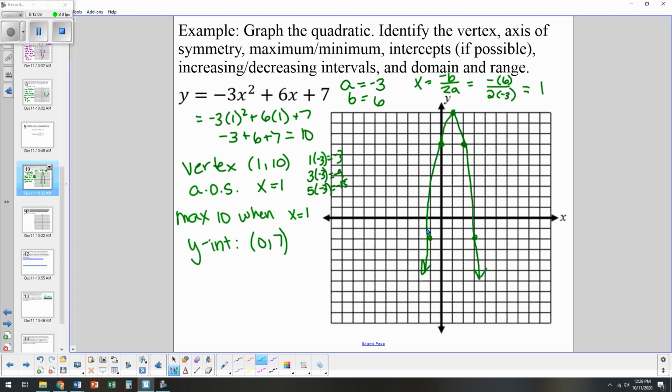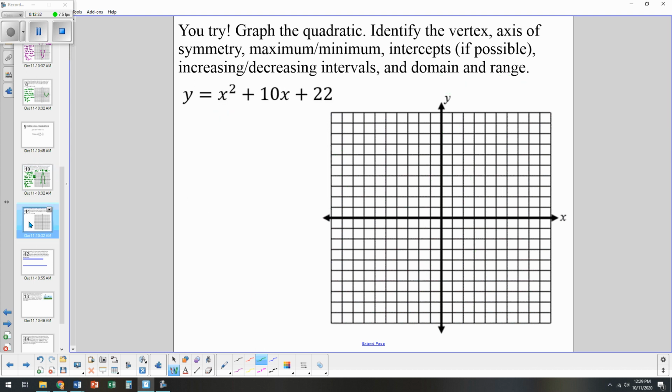Increasing and decreasing, so it was actually increasing this time when x was less than 1, and it's decreasing when x is greater than 1. My domain is all real numbers, and my range is now everything below, so y is less than or equal to 10. So you go ahead and try this one, pause it, and I'll show the answer.